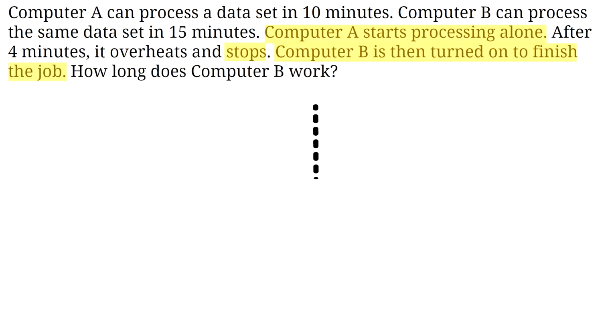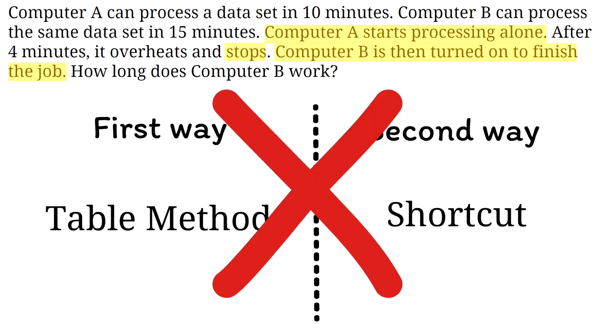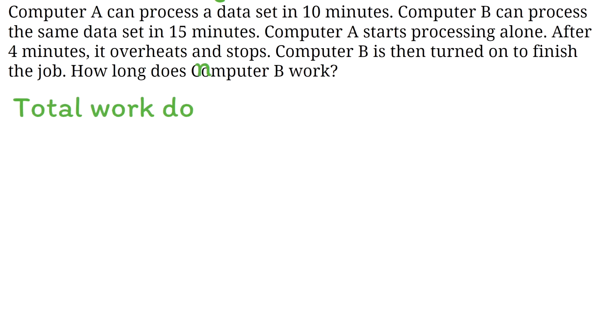Because of this, we are going to move away from using the table method or the shortcut method. We used those methods when both workers were working together at the same time, and their rates could be added. So, to solve this question, we are going to use the idea of the total work done.